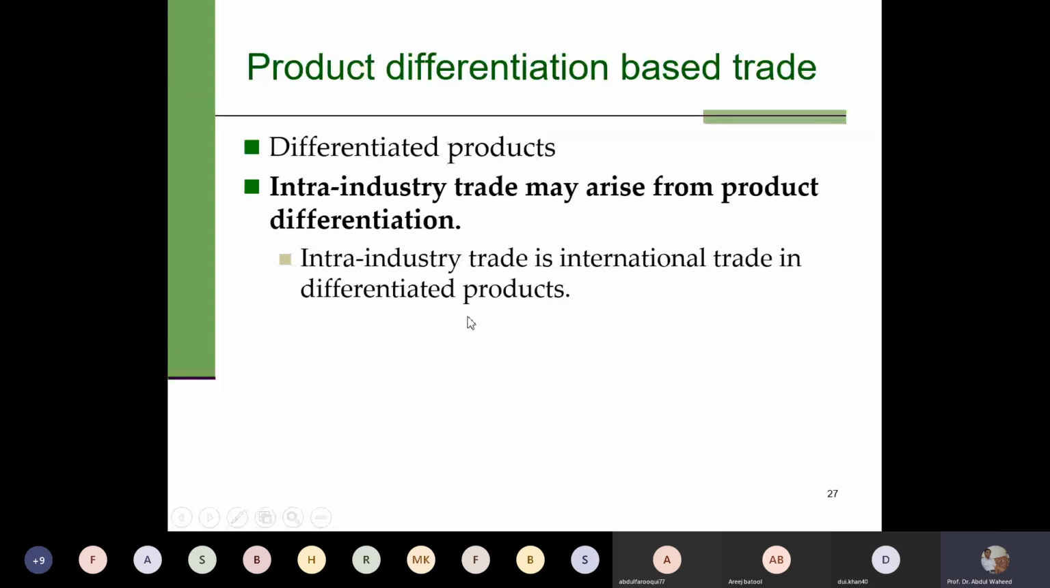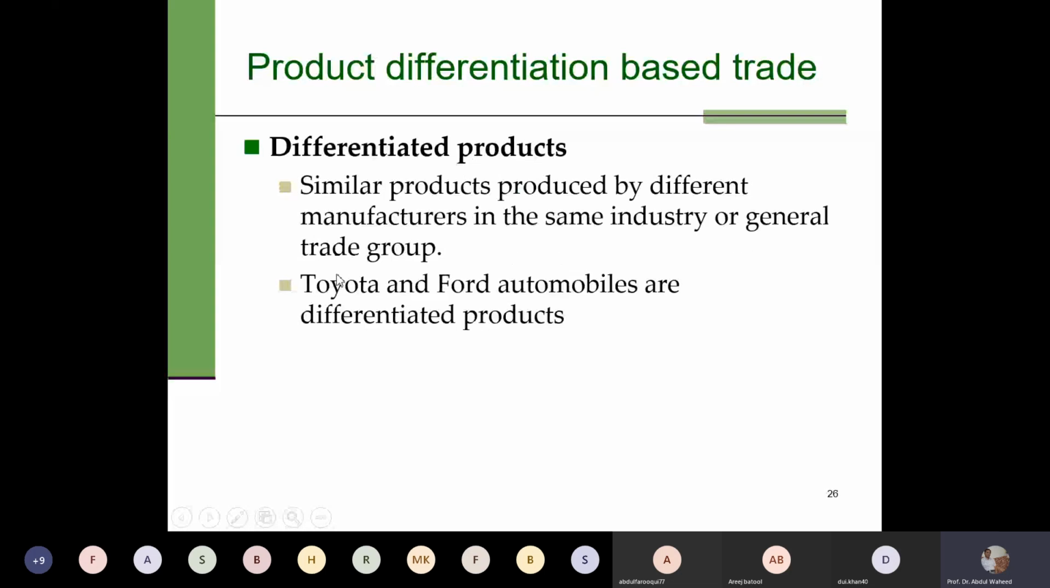There is intra-industry trade between Japan and United States. So Japan exports Toyota cars to the US, and the US exports Ford to Japan. Same with Germany, there is a trade between Germany and Japan. So Germany exports its cars to Japan, and Japan exports its cars to Germany. So actually they are cars, but they are differentiated. Okay. Same is the trade between France and Japan, and US and Germany, all this.